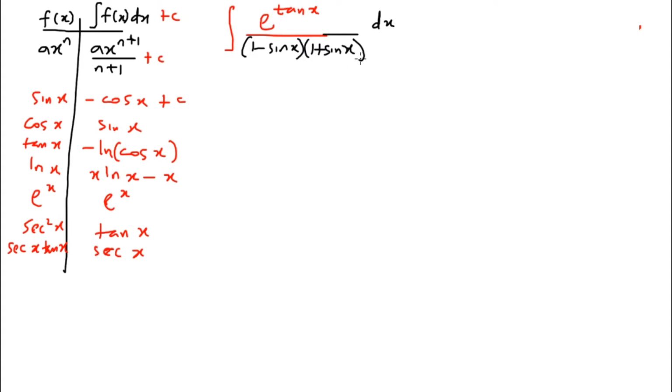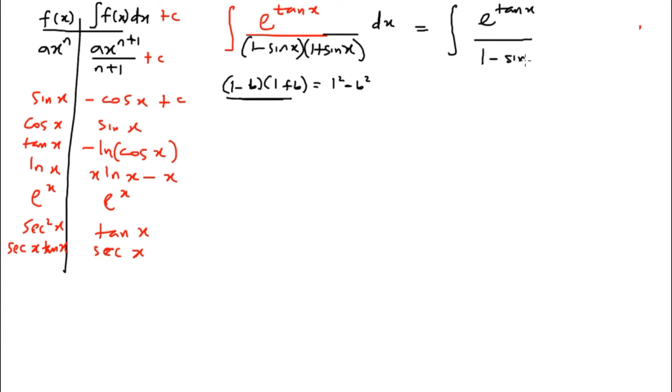For us to do this, I notice vividly that the denominator has to do with the difference of two squares. That is, if I have 1 minus b and then 1 plus b, I am already thinking of 1 squared minus b squared, because it is only the expansion of that which will yield this. So by simplification, I should have exponential tan x upon 1 minus sine squared x.